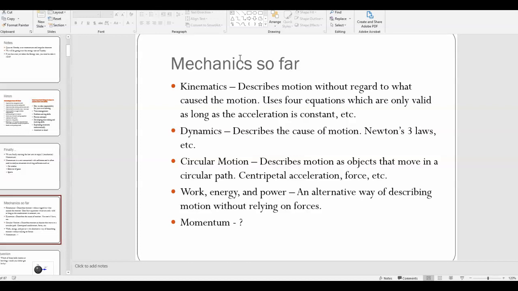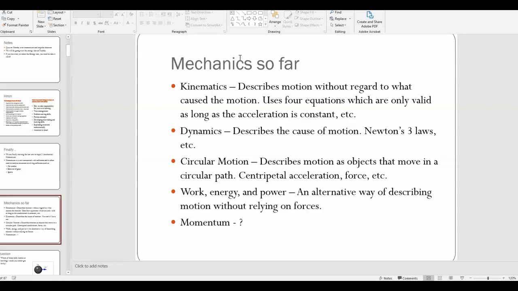Then we did dynamics, which is basically the study of Newton's laws, which describe the cause of motion. And so we now know that it's force, or more specifically a net force, that causes an object to accelerate, which causes its velocity to change. After that, we talked about circular motion and gravity, which describes motion for objects moving not in a straight line. We talked about things like centripetal force, centripetal acceleration, and Newton's law of gravitation.